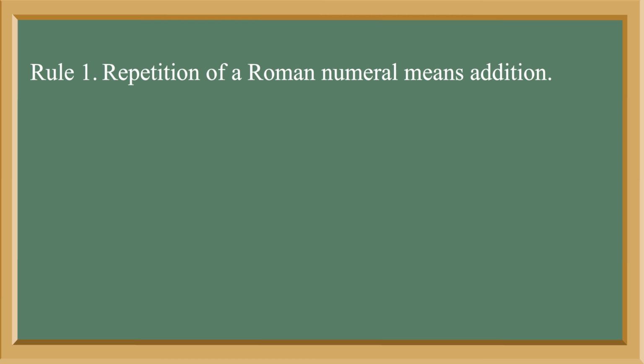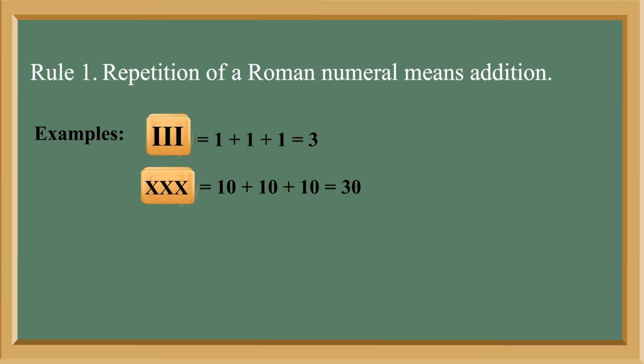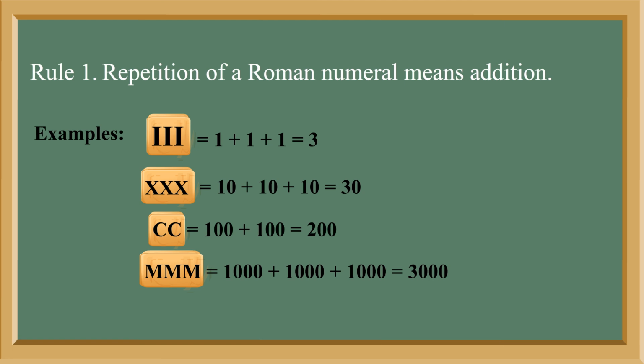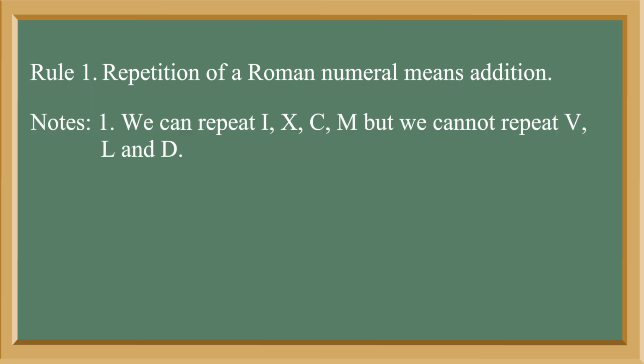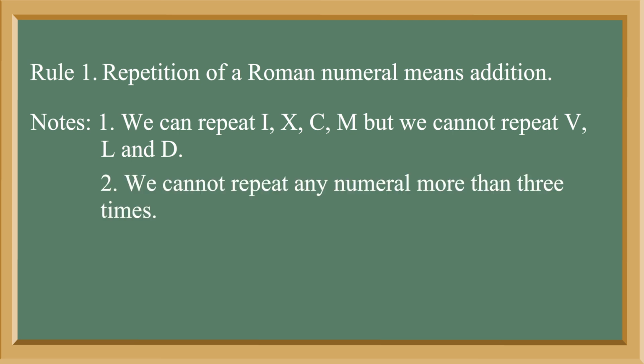Rule 1. Repetition of a Roman numeral means addition. Examples: III is equal to 1 plus 1 plus 1 equals 3. XXX is equal to 10 plus 10 plus 10 equals 30. CC is equal to 100 plus 100 equals 200. MMM is equal to 1000 plus 1000 plus 1000 equals 3000. Notes: 1. We can repeat I, X, C, M, but we cannot repeat V, L and D. 2. We cannot repeat any numeral more than 3 times.